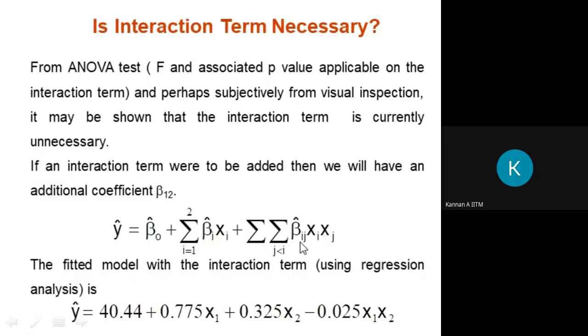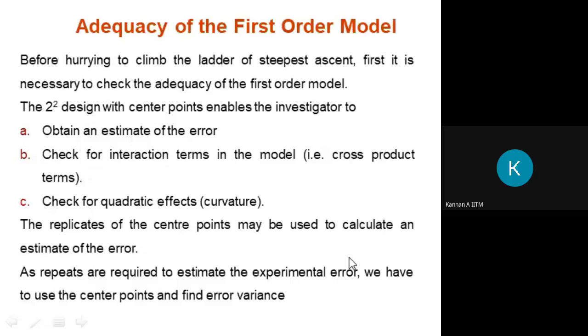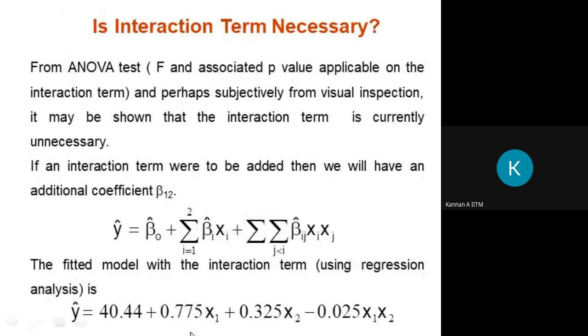To account for it, you are adding the interaction term beta hat 1 x1, x2. Since x1, x2 are coded, you can see that y hat comes out to be 0.775 x1, 0.325 x2. What was the value we got earlier? 0.775 x1, 0.325 x2. So we are getting 0.775 x1 and 0.325 x2 minus 0.025 x1, x2. By looking at the coefficients of the model, it does appear that the interaction between x1 and x2, which can cause curvature in the response, is negligible.